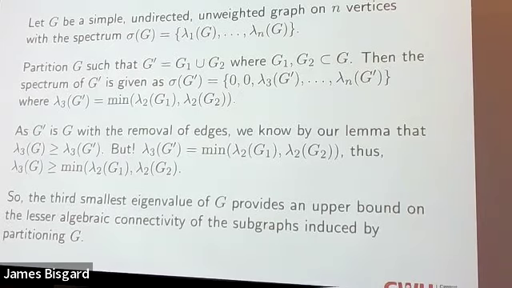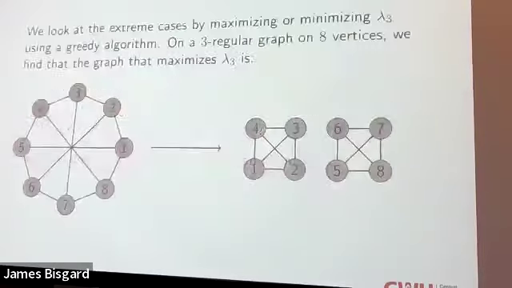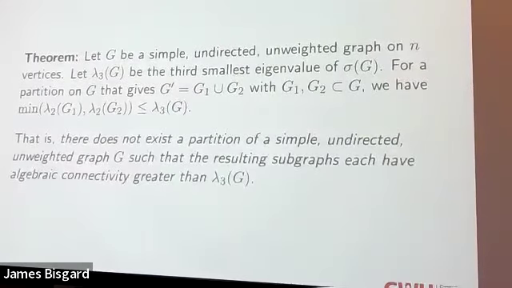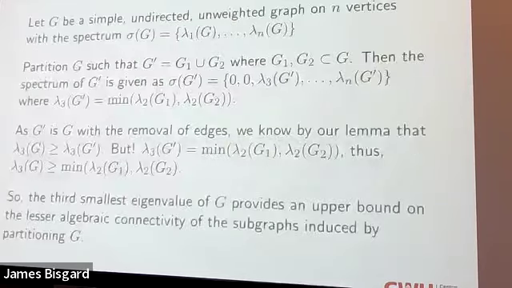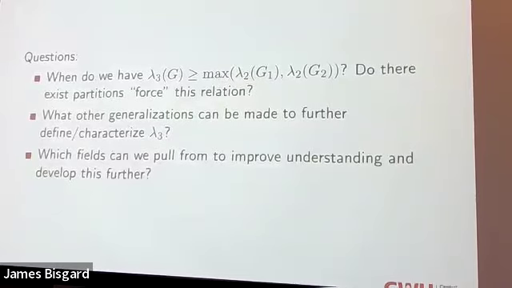And once again, just in English, that is saying that there does not exist a partition of G, so that you can cut it up and have both subgraphs have greater connectivity than your 3rd smallest eigenvalue. So that's about as far as we've gotten with the sort of big questions answered.